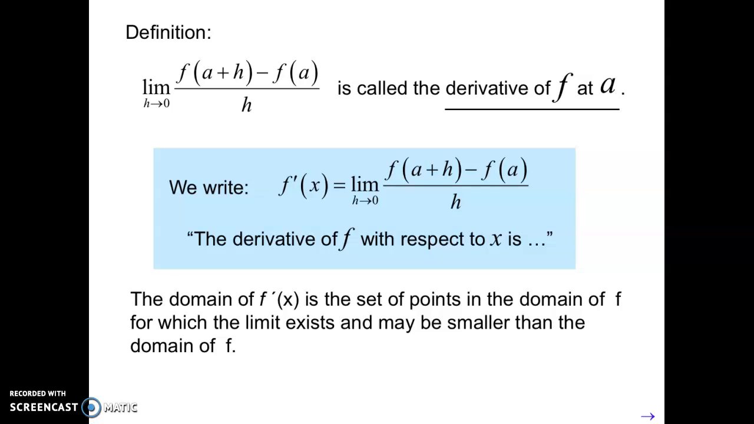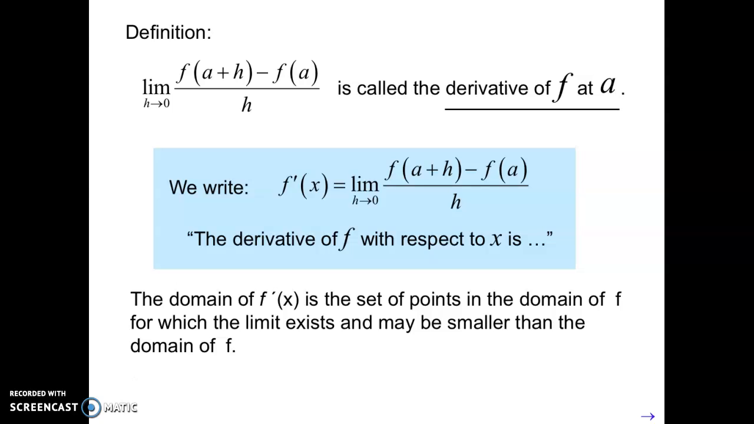So the derivative is now a new function, by the way. We'll talk more about this in the next couple of sections. But the domain of the derivative function, this function that is found by taking the limit of the difference quotient, is the set of points in the domain of the original function f for which the limit exists. And it may be a little bit smaller than the domain of f, but it can never be bigger than the original domain of f.